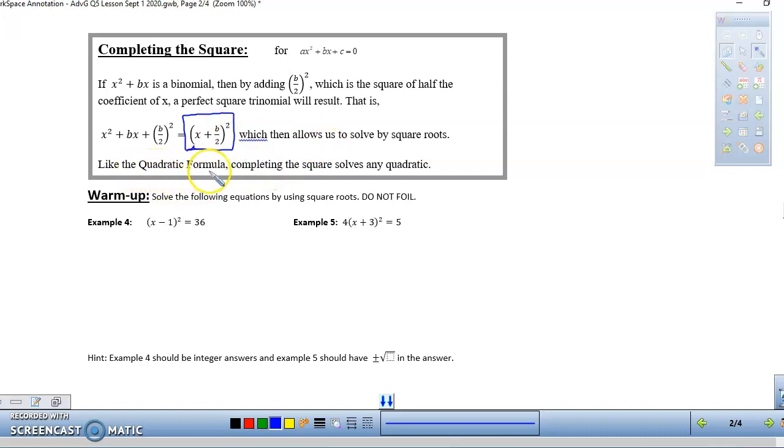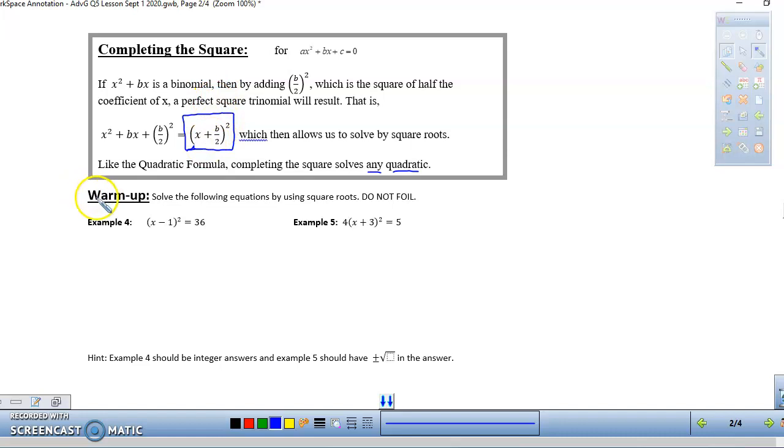So like the quadratic formula, completing the square solves any quadratic. So that's a really big advantage. And in fact, completing the square is how you come up with the quadratic formula. So how you derive the quadratic formula is actually using complete the square.